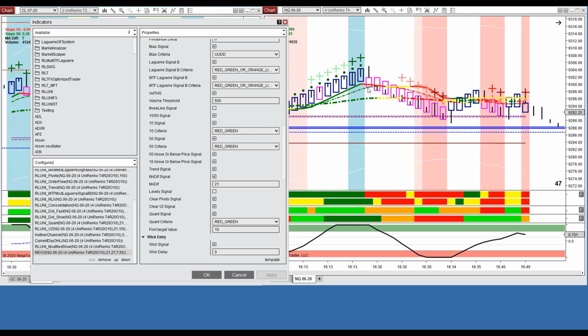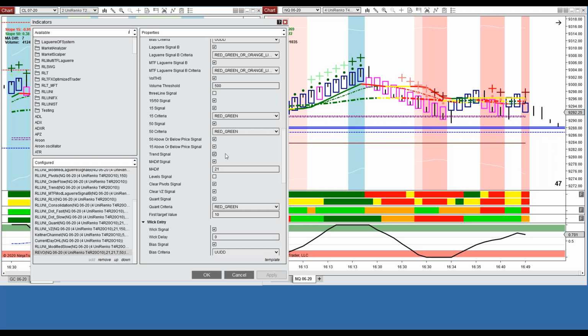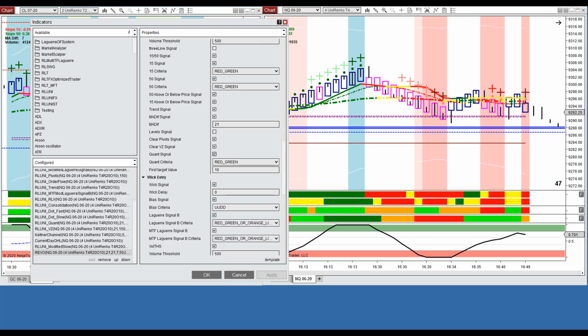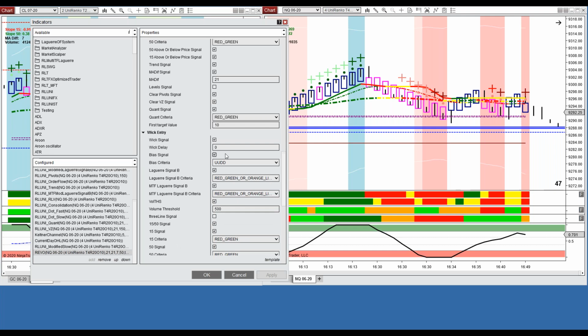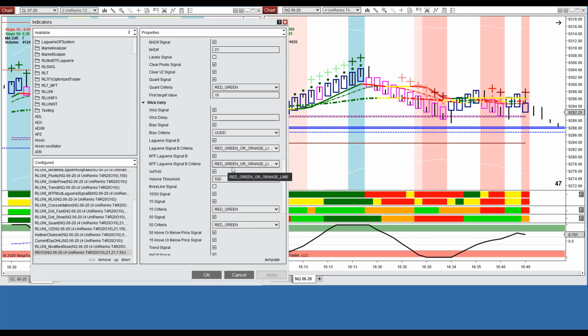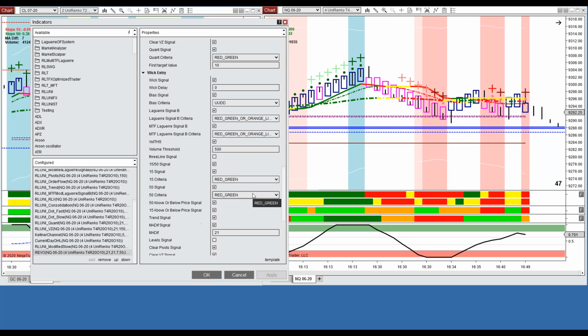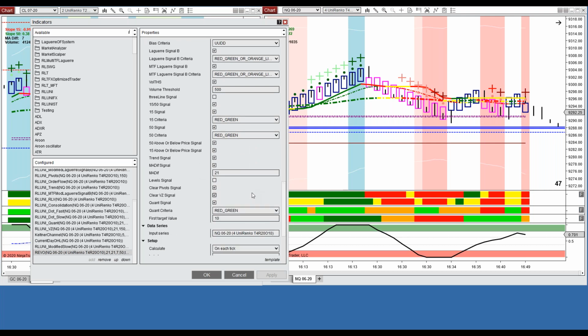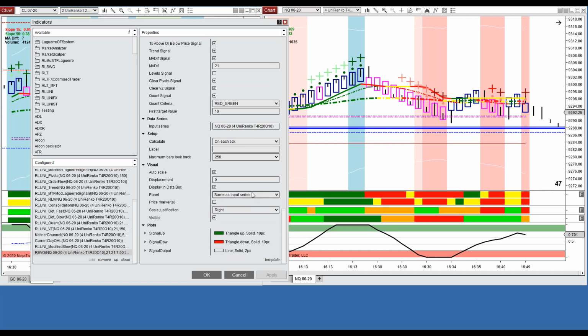Now you may want to take a long when it's yellow and green, or a short when it's yellow and red. I don't recommend it, but it's the same thing for the 50. So you have a little bit of play here. And see here we have red, green, or orange. There's a lot of discretion, but I don't recommend you really do very much.